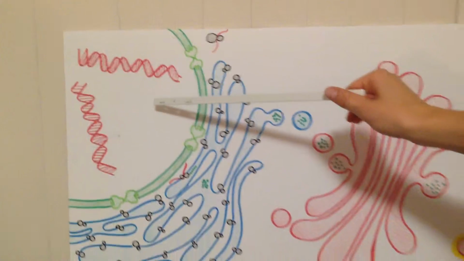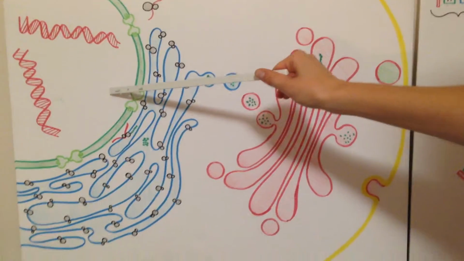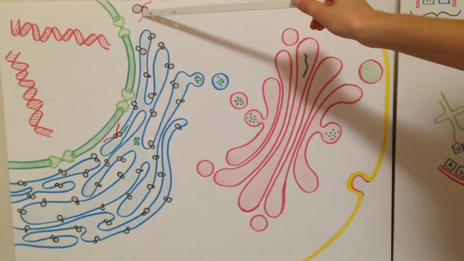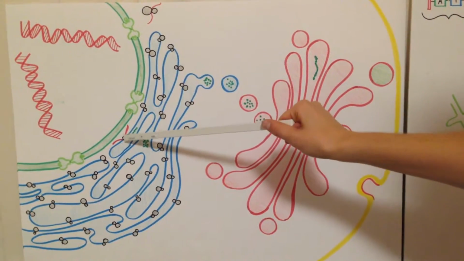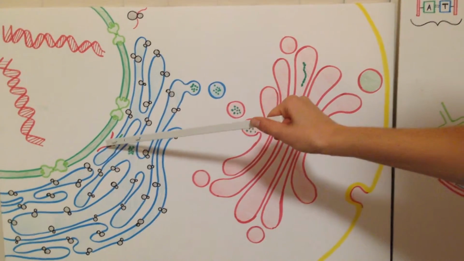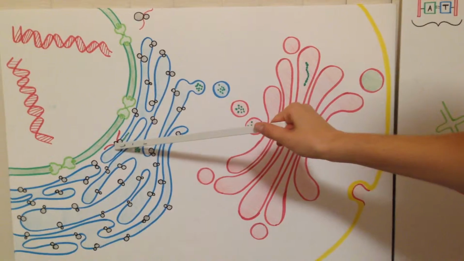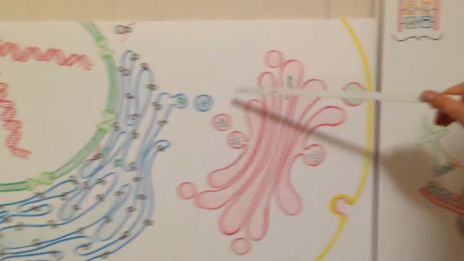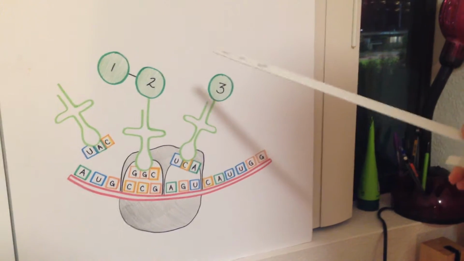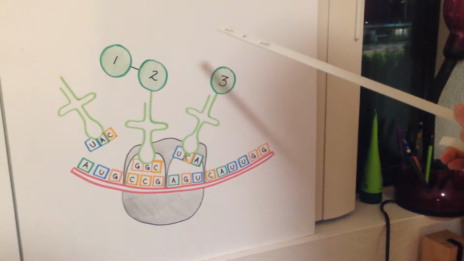Now, this all happens in the nucleus, but once it's created, it leaves through a nuclear pore and either goes to a free-floating ribosome in the cytoplasm or a ribosome on the rough endoplasmic reticulum. So at this point, it's going to go through translation, which we will take a closer look at over here. Translation is the part where actual protein synthesis takes place.